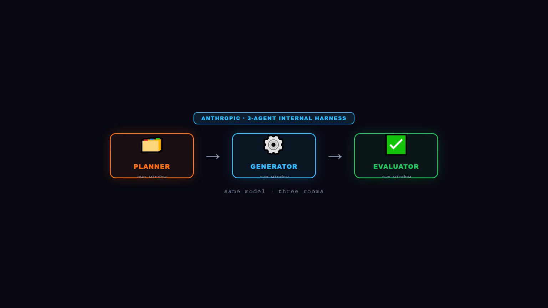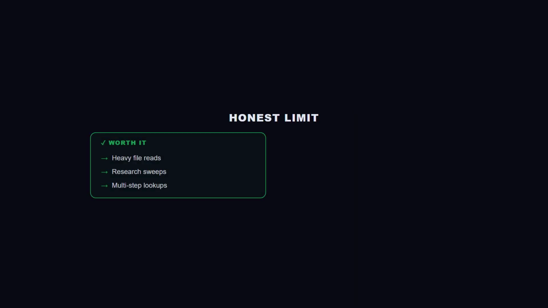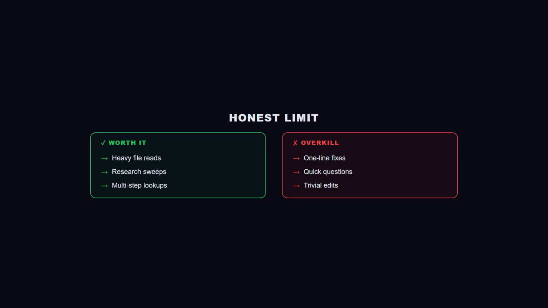Anthropic's own engineering blog documents this pattern. Their internal 3-agent harness splits planning, generation, and evaluation into 3 separate context windows. Same model, different rooms. Here is the honest limit. Subagents cost extra tokens because you pay for the subwindow too. For one-off lookups, the trade is worth it. For quick questions, it is overkill.